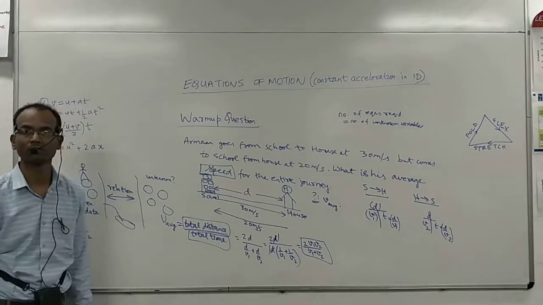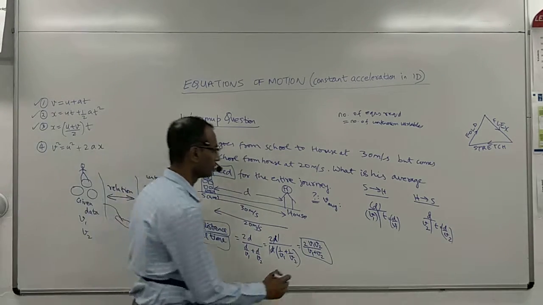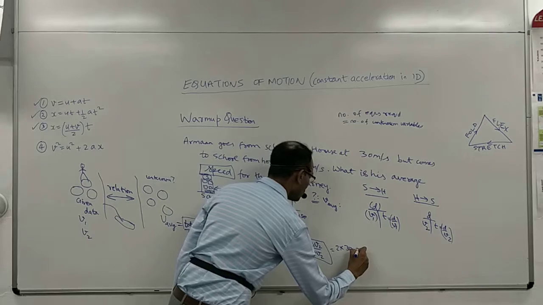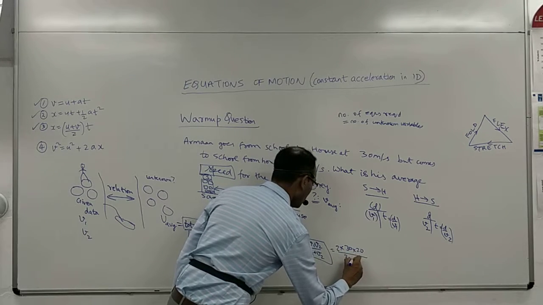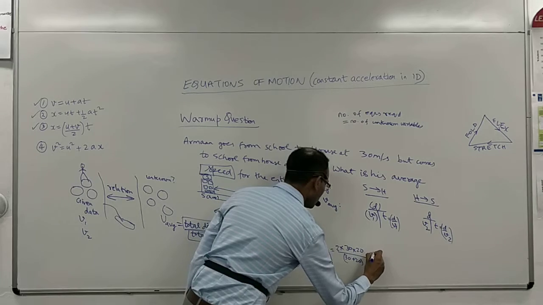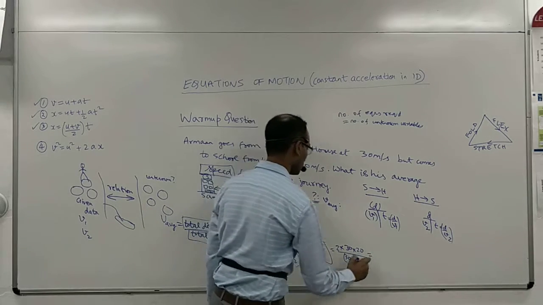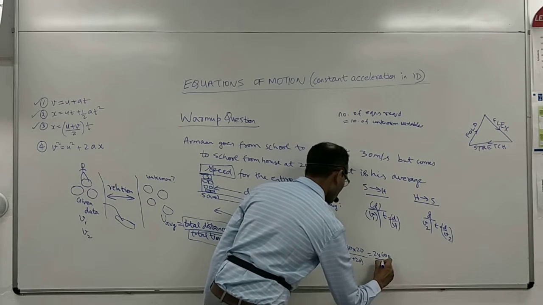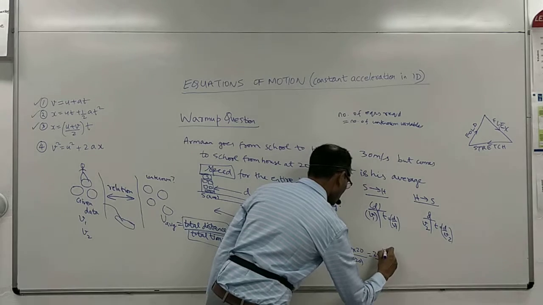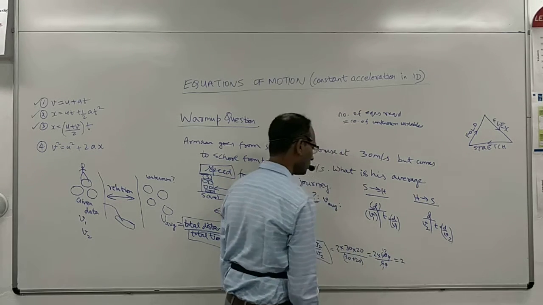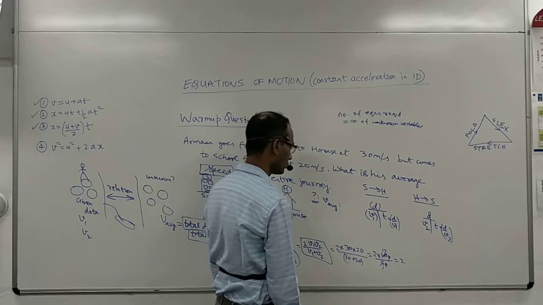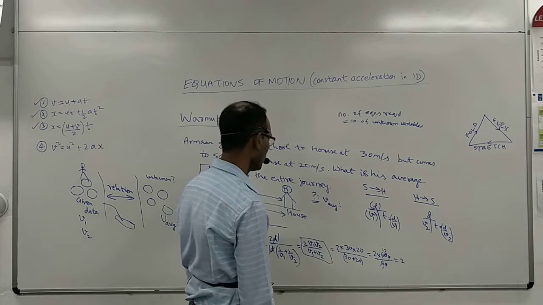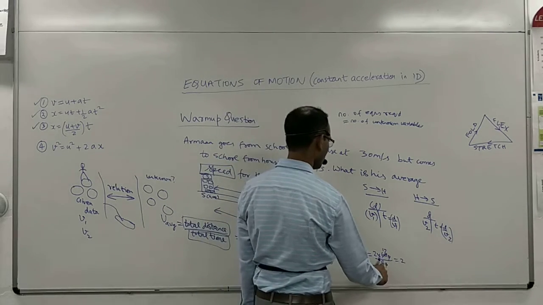So this is the formula. Agreed? Now you can substitute. So 2 into V1 is 30, V2 is 20, by 30 plus 20. So what do you get? 3 2s are 6, 0, 0, 5 1s are 5.